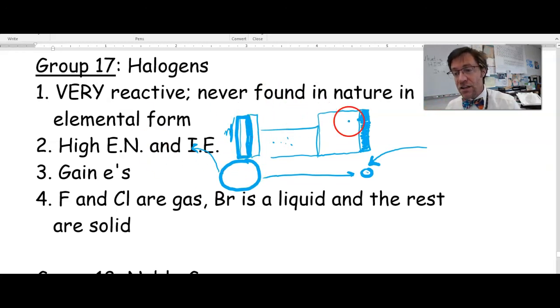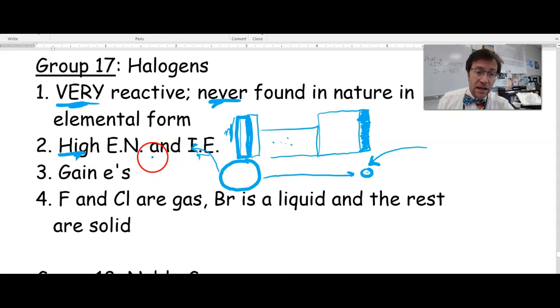So the halogens are highly reactive for the exact opposite reason that groups 1 and 2 are reactive. These guys are indeed very, very reactive, and they are also never found in nature in elemental form. They're always found in compounds. Always. Why? Because of their unbelievably high electronegativity and ionization energy. It's the exact opposite of our alkali metals and alkaline earth metals.